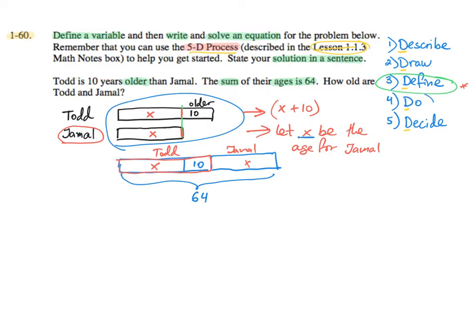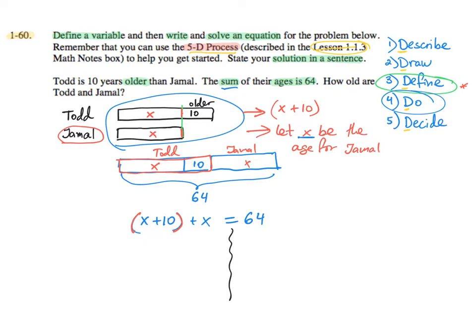Now think of do as the next step. What would you use this information for? Can you write an equation? Based on the information of sum, or even my picture, I have X plus 10 for Todd plus another X for Jamal, total is equal to 64. And on purpose I use parentheses here to show that this is the expression for Todd. So do your work basically. Could you solve this equation to find x?